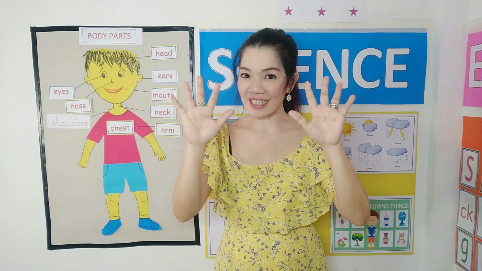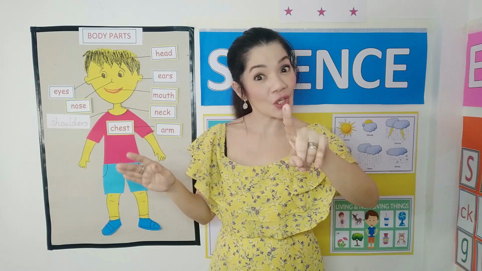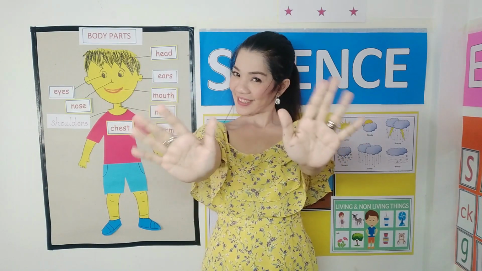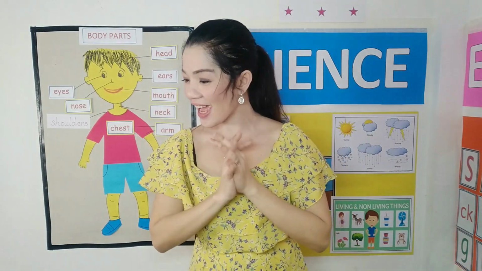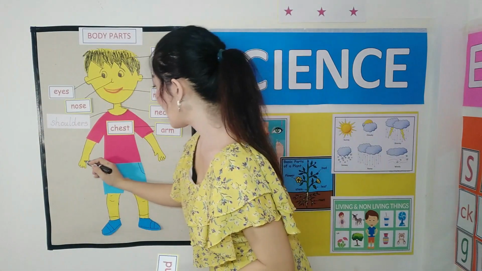What are these? That is correct. Hands. I have 2 hands. Very good. How many hands do you have? 2. That is correct. Say 2 hands. Now show me your 2 hands. Show me your 2 hands. Yeah, that is correct. Now let's put the name hands on this side.